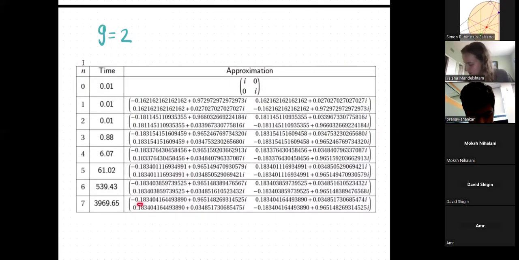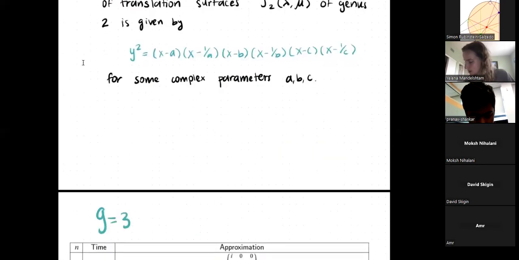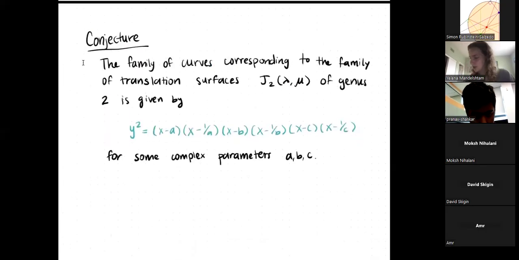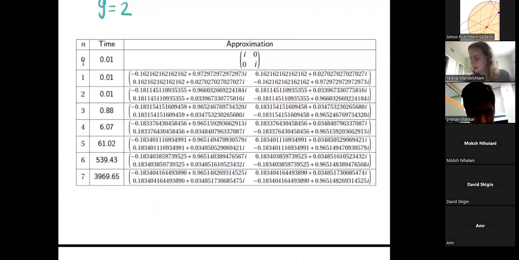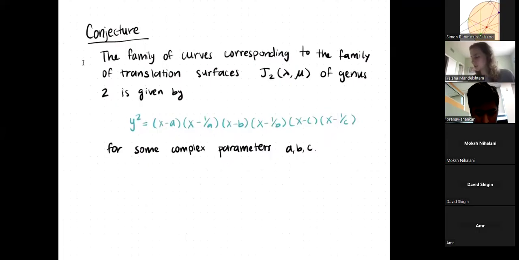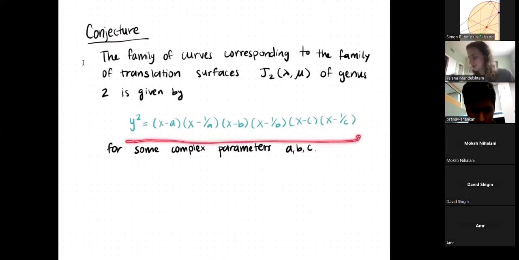But maybe just notice this, just remember a few digits of this, and it shows up again in the genus 3 one. So based on our approximations, we got a bunch of this experimental data, and in some cases we can go from the Riemann matrix to the curve, and then we can come up with some conjectures about what these curves actually look like. So all of our computations suggest that the curve looks like this.